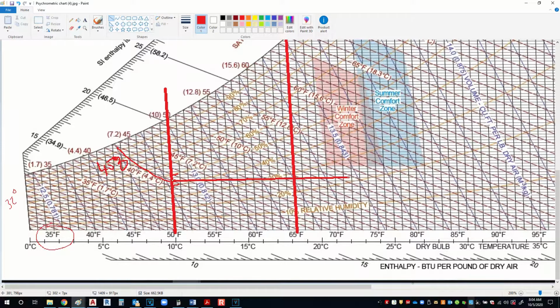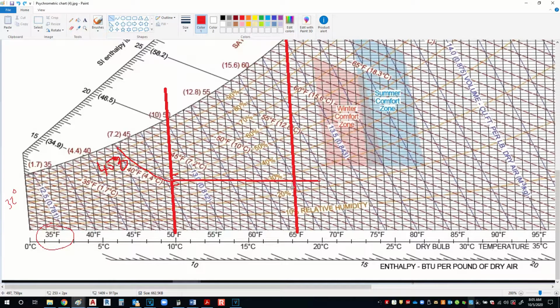Didn't exactly keep that line straight. Let's try that again. So I'm going to make a level line from 45% relative humidity, and I'm going to keep it on the level, and use these horizontal lines to kind of keep this straight here.